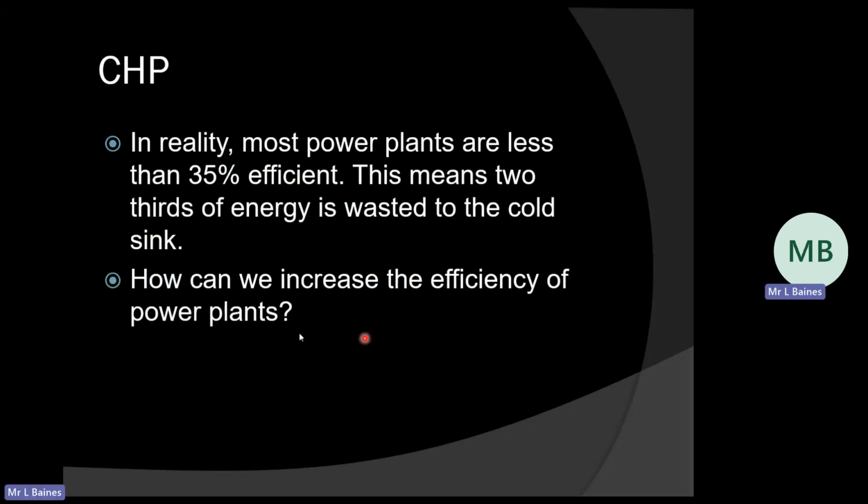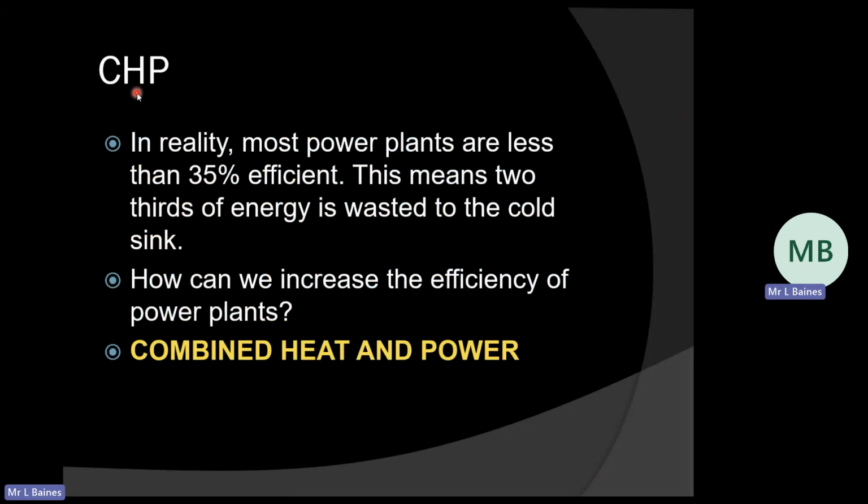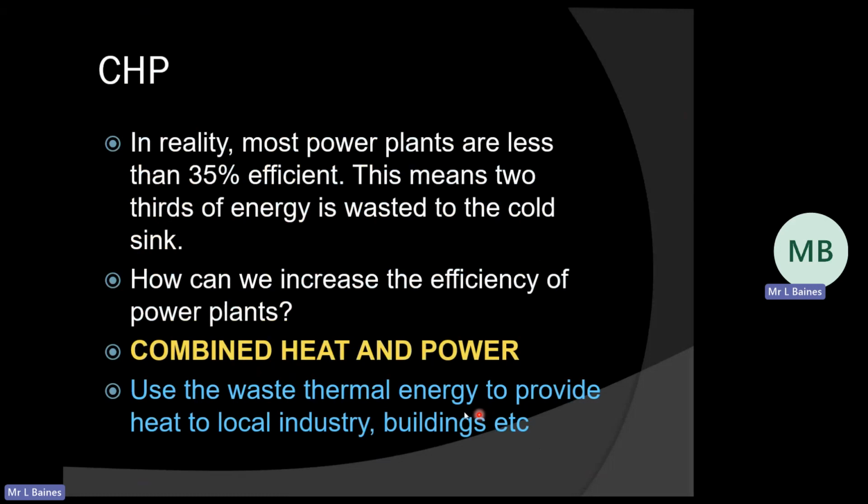If we look at how we can increase the efficiency of power plants, we can use this idea, and you need to understand this term CHP. So we've got combined heat and power. Now, this is a simple idea. At the moment, if we boot out 2/3 of our energy as wasted heat into the cold sink, it's just wasted, it's gone. In order to improve efficiency, what we can do is use that thermal energy that goes out to my cold temperature sink as thermal energy to provide heat to local industry or buildings.